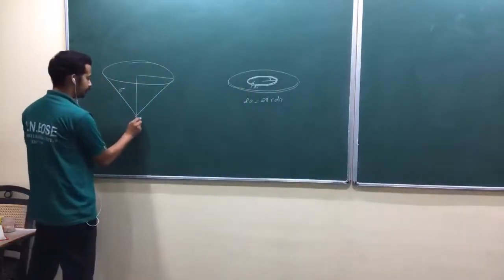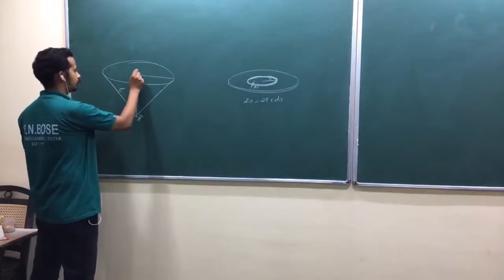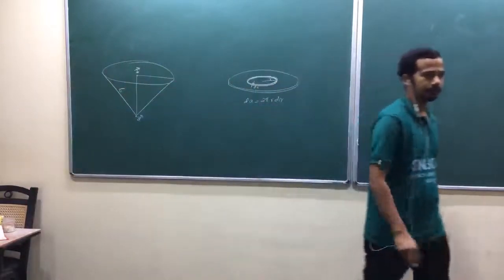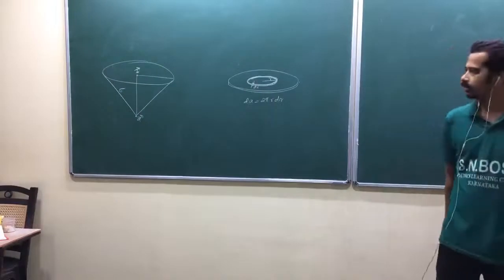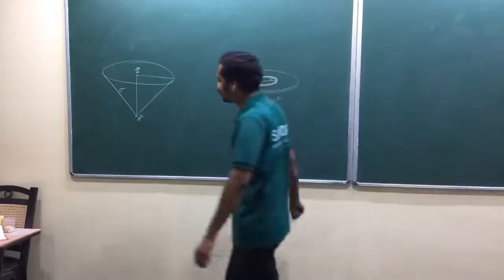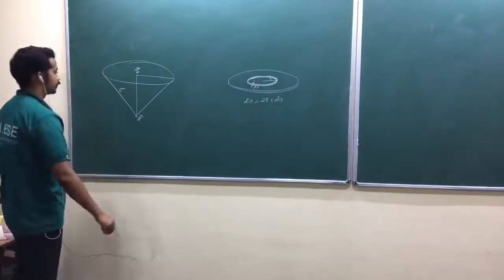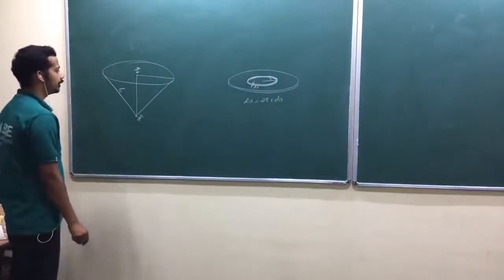You have to find the potential difference between this point and this point. He called this point A and this point B, with position vectors with respect to some origin. He asked us to find the potential difference, isn't it?